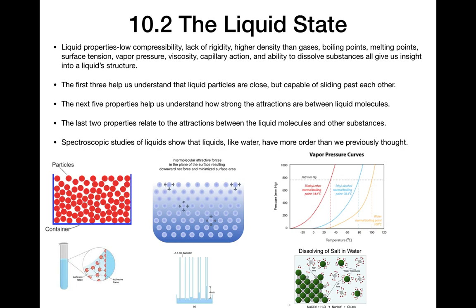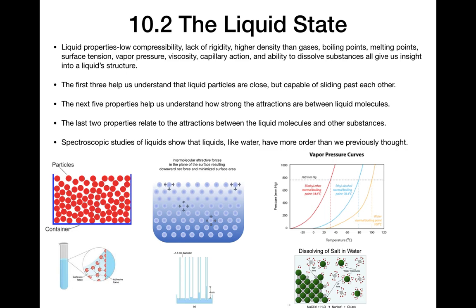Something with strong intermolecular forces is going to resist flowing. It's going to try to hold its shape better. Things with weak intermolecular forces like gasoline are going to be low viscosity, and it's just going to be very thin and runny.